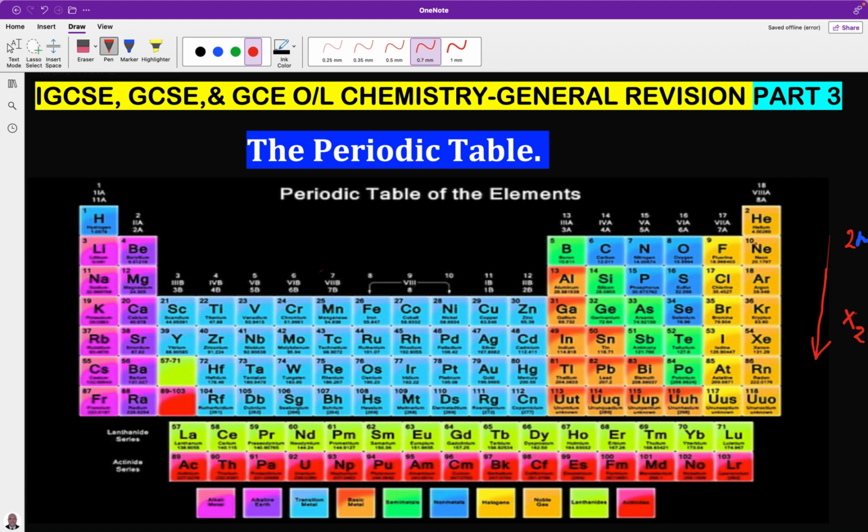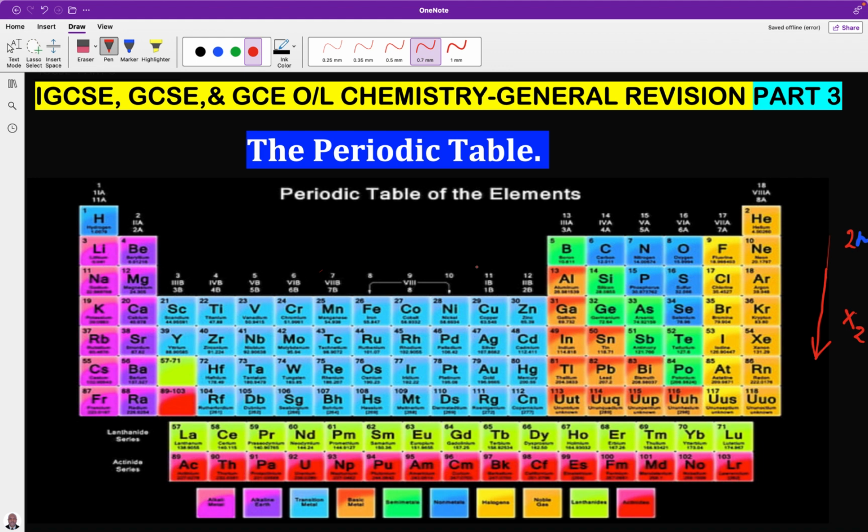For the rows, that is for the periods, this is period 1. The periods determine the number of shells the elements have. Period 1, that is hydrogen and helium, has only one shell. So hydrogen and helium have only one shell. Period 2, that is lithium, beryllium, boron, carbon, and so on.